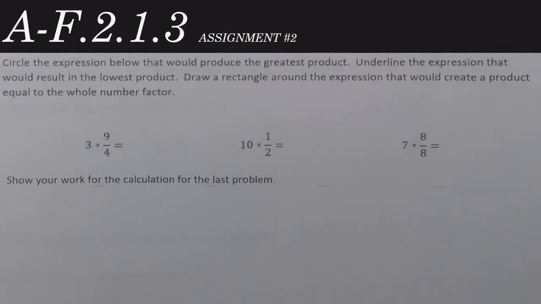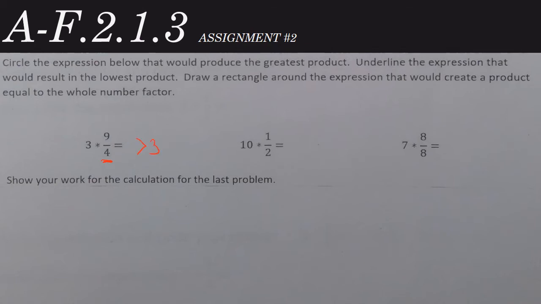Circle the expression below that would produce the greatest product. Underline the expression that would result in the lowest product. Draw a rectangle around the expression that would create a product equal to the whole number factor. So when I look at these, I have 3 times 9/4. 9/4 is greater than 1 because it's an improper fraction, which is going to give me an answer greater than 3. So my answer is greater than 3.